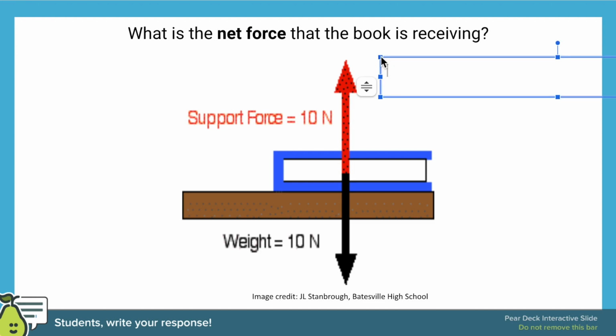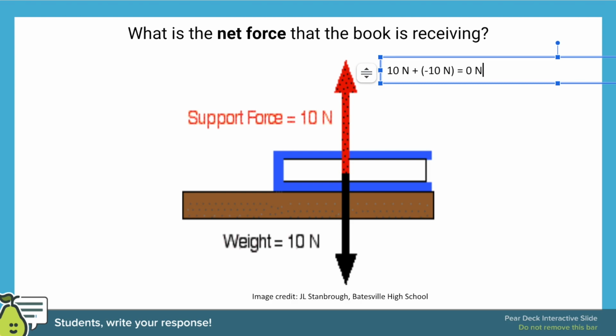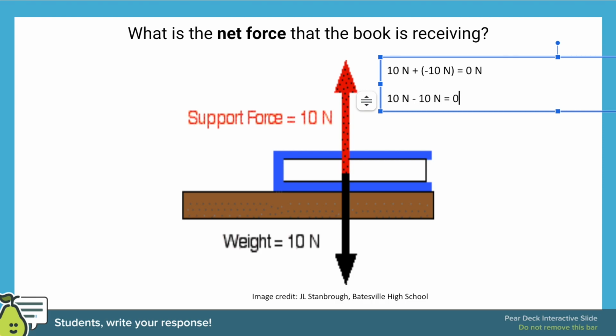So our support force is up, so it's positive, 10 newtons. Weight, the force of gravity, is pulling down, so that's a negative force. We end up with 0 newtons. Or the other method, since they're pointed in opposite directions, I can just find the difference. 10 newtons minus 10 newtons, 0 newtons. No direction required because it's a balanced force.